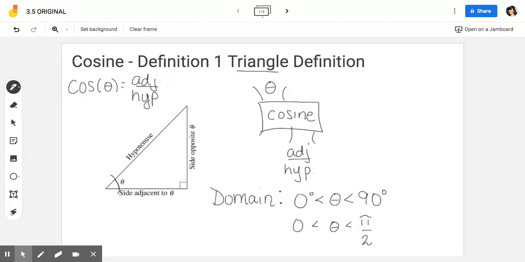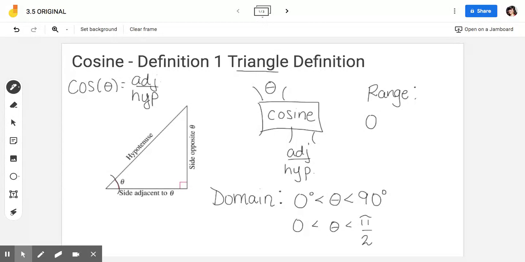The range is the possible outputs. So it's the possible values of the ratio here, adjacent over hypotenuse. Since we know from our knowledge of right triangles that the side adjacent to theta is always less than the hypotenuse, we have a fraction where the denominator will always be bigger than the numerator. So this fraction will always be less than 1.